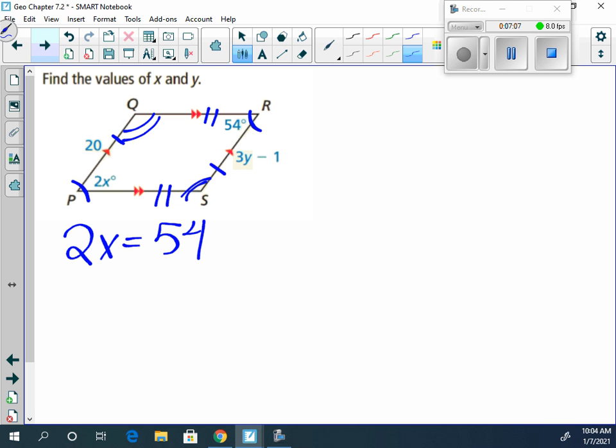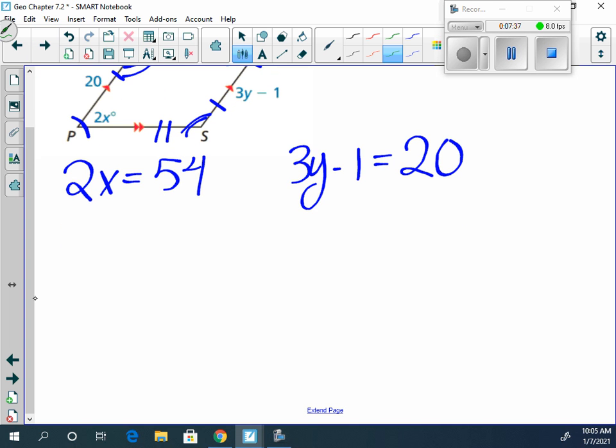We also have that 3y minus 1 is one of our sides. And because it's one of the sides of the parallelogram, its opposite side is congruent to it. So 3y minus 1 is going to be equal to 20 because those 2 sides are congruent. They're going to have the same length. And now that we have this, we just need to solve for the value of x and solve for the value of y. Once we do that, we are done with this problem here.